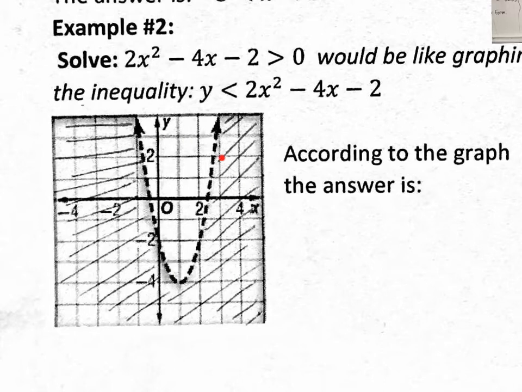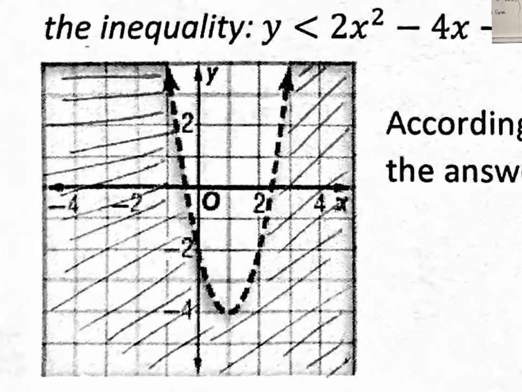So the graph is right here. It's obviously shaded on the outside, which means that the answers are on the outside. The answers are definitely not on the inside of the parabola. Now, again, when they ask you to solve a quadratic trinomial equation with just x's, no y's, then all you're doing is looking at the x values. Forget about the y values. So we're looking at the x number line.